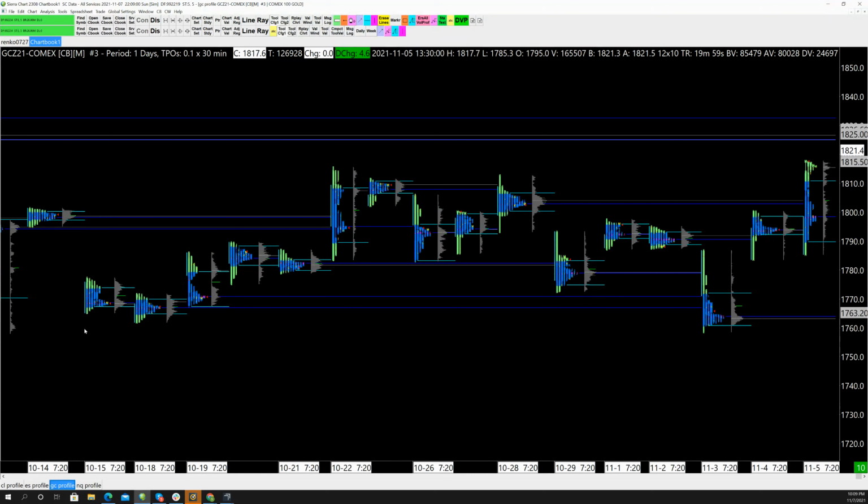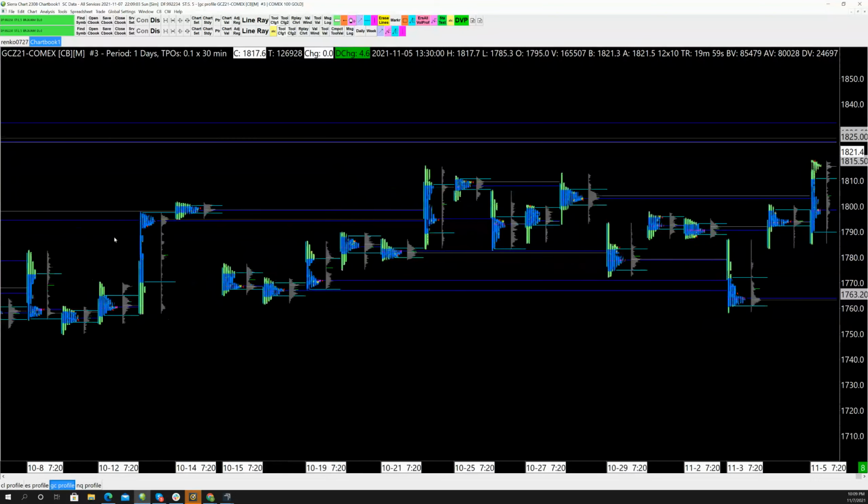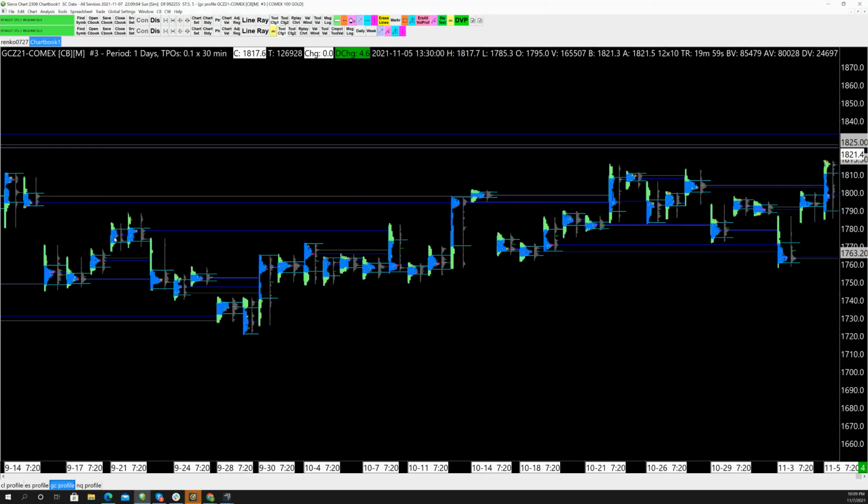So on gold, you can see, we've been in balance. See how as I pull the chart in, it's just not going anywhere. It's not going up. It's not going down. It's basically 1821 to 1720 at the extremes. And we're at the top of the range. It's been trading from bottom of the range to top of the range.